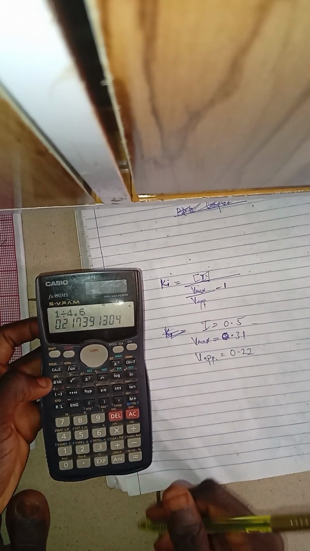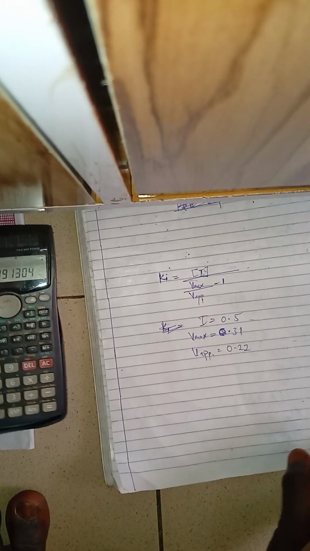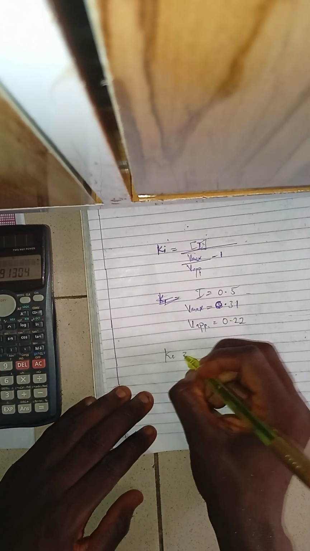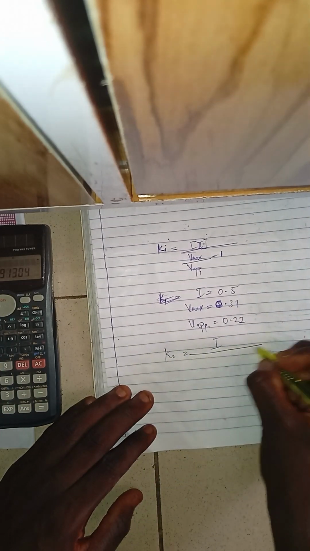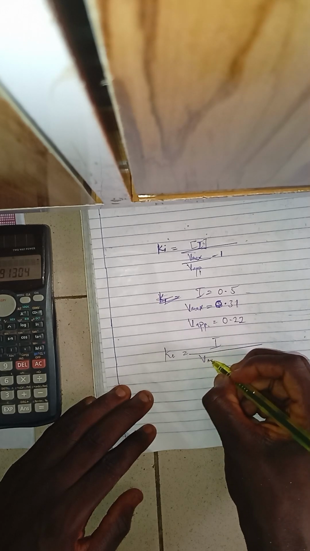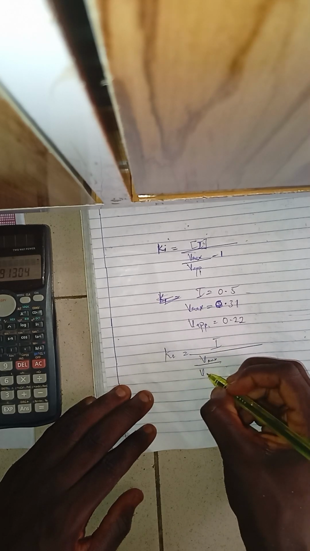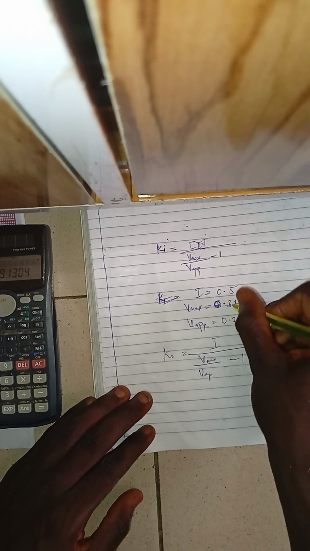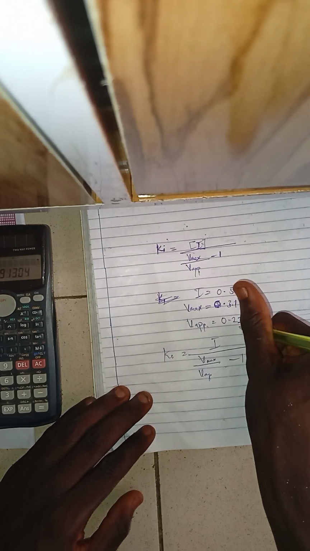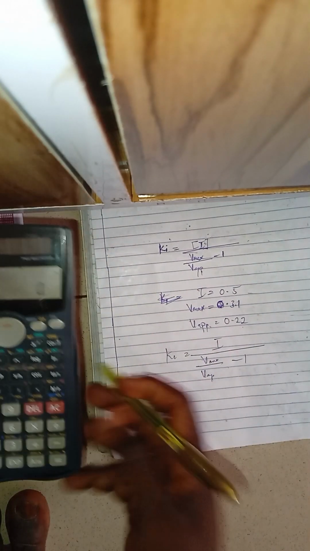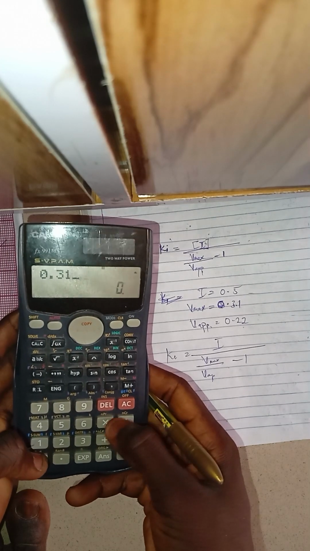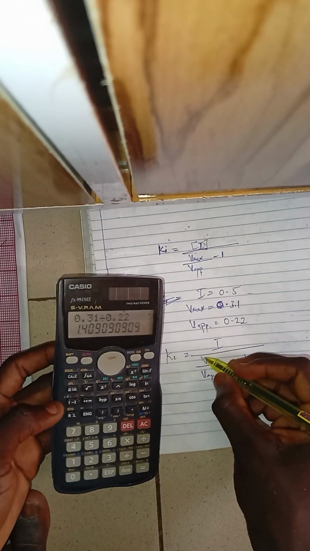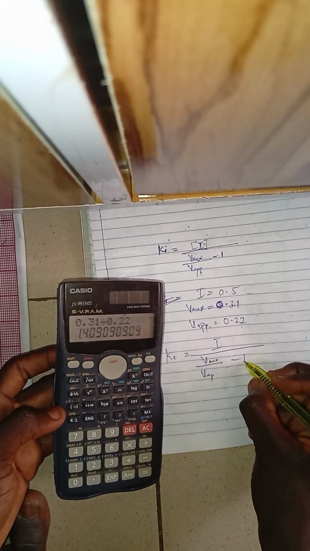0.22. Are you getting my point? All right, so what do I do now? Divide. Look at it now. Ki is equal to the inhibitor concentration all over Vmax real over the Vmax apparent minus 1. So the original Vmax divided by the new Vmax will be what? 0.31 divided by 0.22. That is 1.4. Then subtract 1.